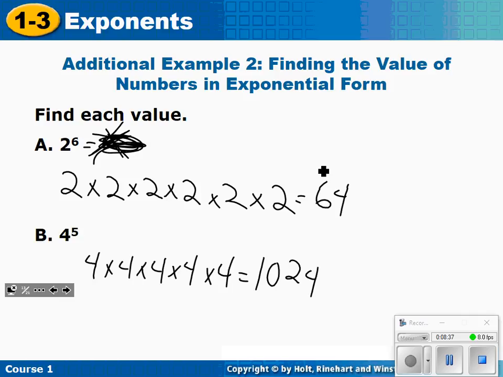Want to bet? Yes. No. 4 times 4 is 16. Times 4 is, nope, that's times 2. 64. Times 4 is 256. 256, yep. Times 4 is 1,024.